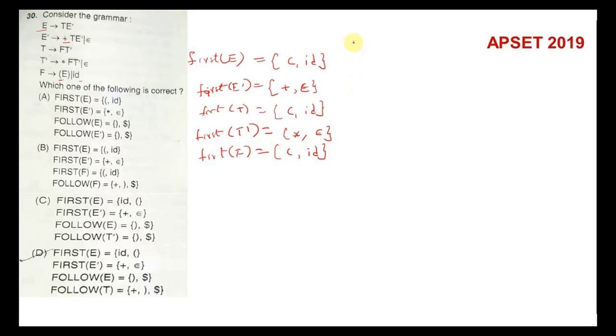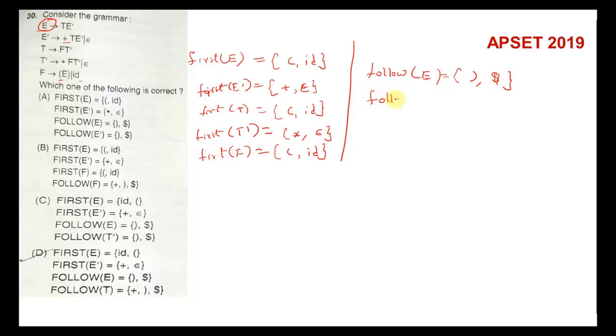Okay. Now let us see the calculation of the follow. What is the follow of E? Follow of E means we have to look at the right hand side, where E appears. In the last production rule, after E follows the closing bracket. And E is the start symbol of this grammar, so we add the dollar symbol in the follow of the start symbol of a grammar.